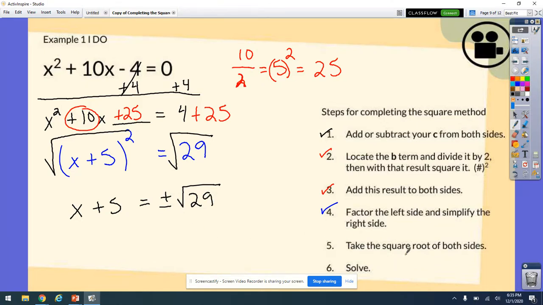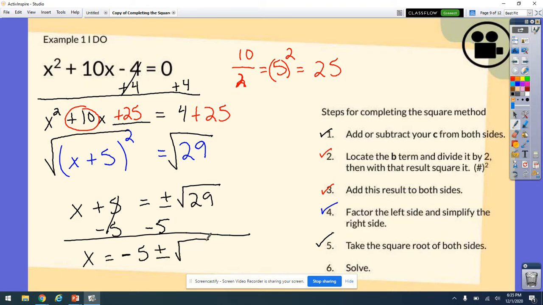So we're taking the square root of both sides, check, and now we have to solve. So I've got to get x by itself. All I have to do is simply move this over to the other side. These two cancel. So now my x is going to equal negative 5 plus or minus the square root of 29. So basically I have my two solutions. One is negative 5 plus the square root of 29, and my other answer is negative 5 minus the square root of 29. And those are my two answers here. I'm just leaving them unsimplified for now, but that's pretty much all we're doing with completing the square here.